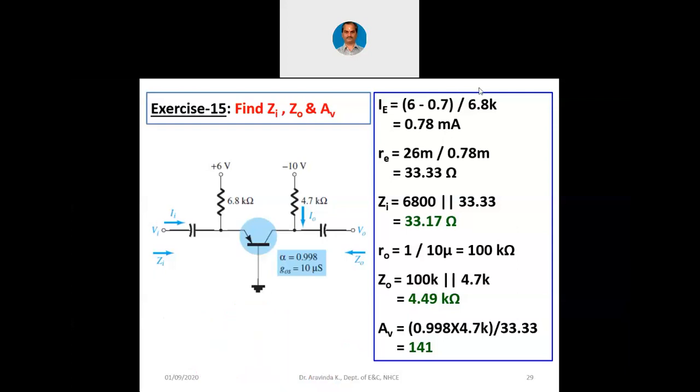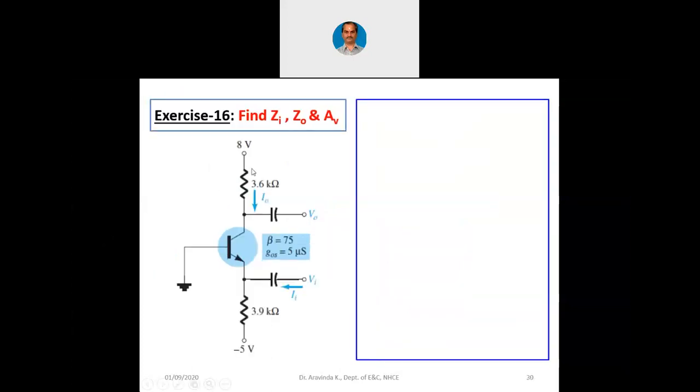So with this discussion, let me proceed quickly to the next exercise, which is our last exercise for this module. The only thing is, the circuit diagram is shown slightly differently. Otherwise, it is the same circuit diagram. It was horizontally shown earlier. Here it is vertically shown.